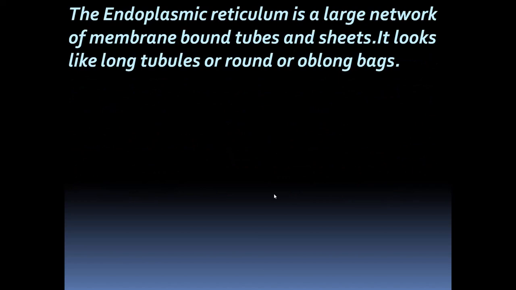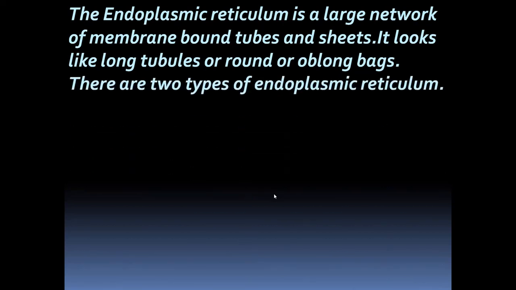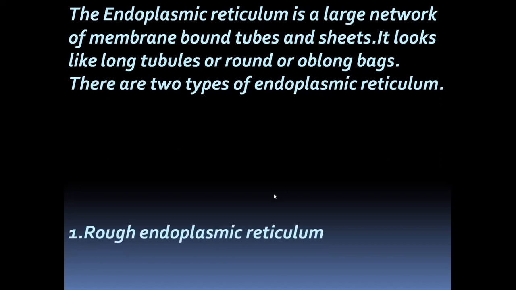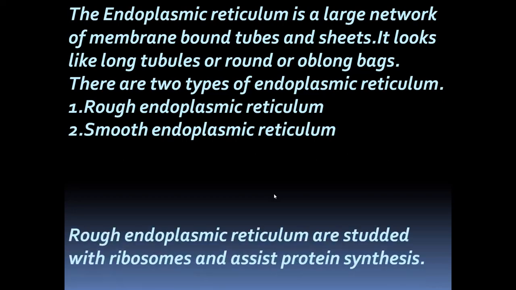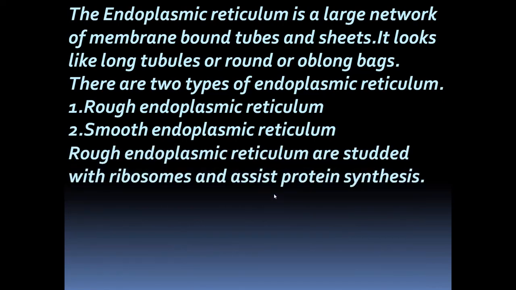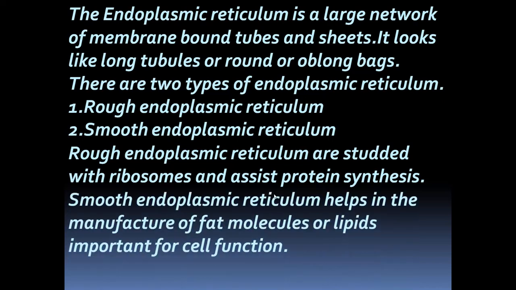You have just seen that endoplasmic reticulum is a large network of membrane-bound tubules and sheets. It looks like long tubules or round or oblong bags. Just now you have seen in the image, there are two types of endoplasmic reticulum: rough endoplasmic reticulum and smooth endoplasmic reticulum. Rough endoplasmic reticulum is studded with ribosomes. You have seen in the image that many ribosomes are studded there. The important function of ribosome, you know, is that it assists in protein synthesis. Smooth endoplasmic reticulum helps in the manufacture of fat molecules or lipids.